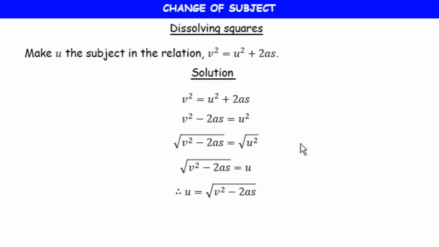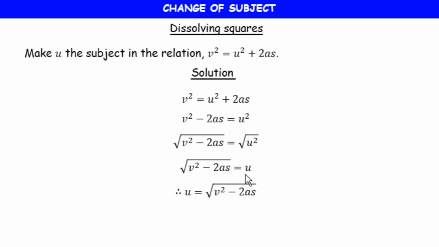So you're going to have the square root of u squared is equal to the square root of v squared minus 2as. And then this will just cancel out, taking out the square root sign and leaving you with only u. So you have u standing alone, being equal to the square root of v squared minus 2as.